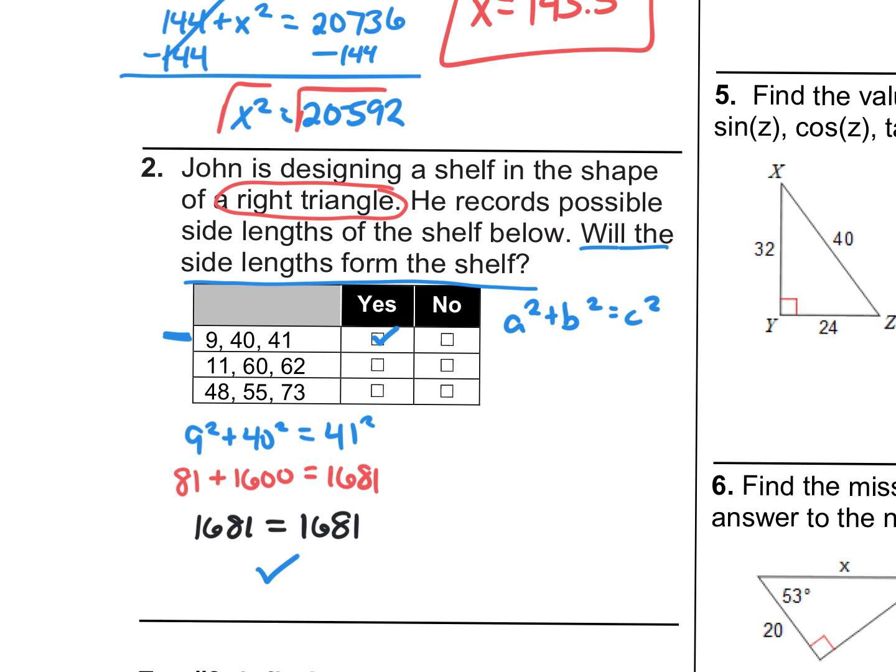I'm not going to show you the other two for sake of time, but for this second one, it is going to be no. You end up getting 3,721 equals 3,844. Is that a true statement? No. So that is when your answer is no.